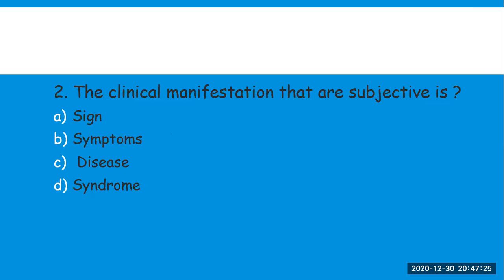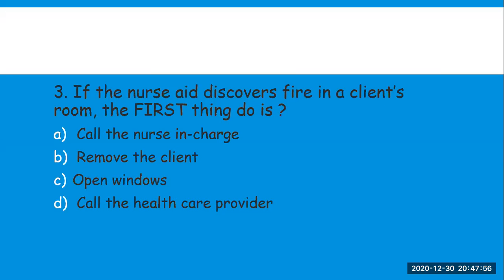tuberculosis treatment. Next question. The clinical manifestation that is subjective is A, sign; B, symptoms; C, disease; and D, syndrome. So, as you can see in the question, the word subjective is used. So, always remember the answer is symptom. When we talk about objective, then it comes in signs, and the combination of sign and symptom is known as syndrome.